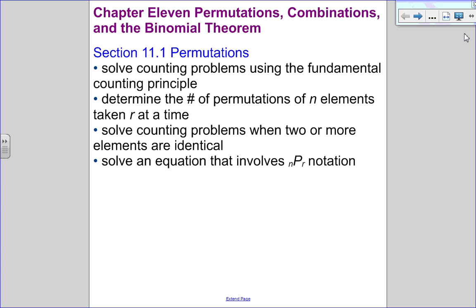So in this lesson, we're going to be looking at solving problems using the fundamental counting principle, the number of permutations, and how to solve counting problems when we have identical elements and restrictions, and of course, solving equations using the formula.